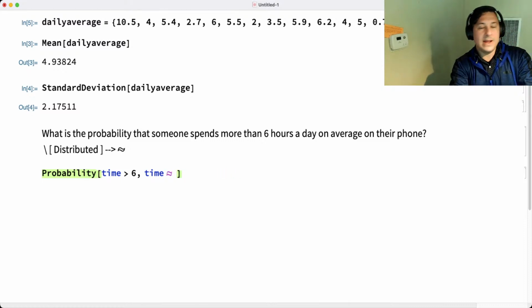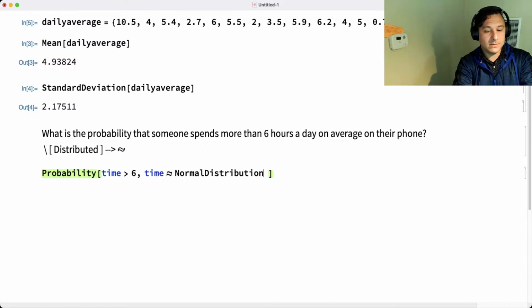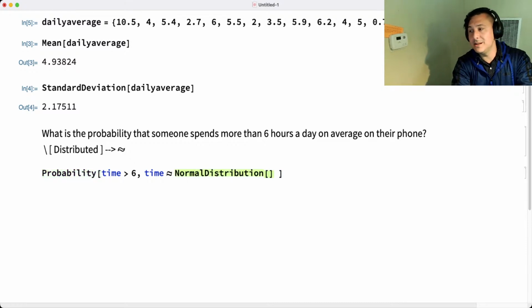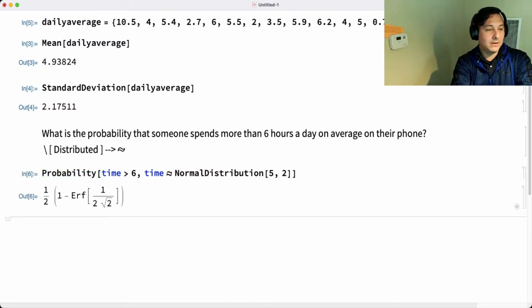Okay. Now you have to tell it that it's a normal distribution. So you type in normal distribution. Okay, then I have to give it 2 numbers. What was my mean? What was the average or typical amount of time spent per day on the phone? 5. What was the standard deviation? 2. We're just rounding. And now you run it. Okay.